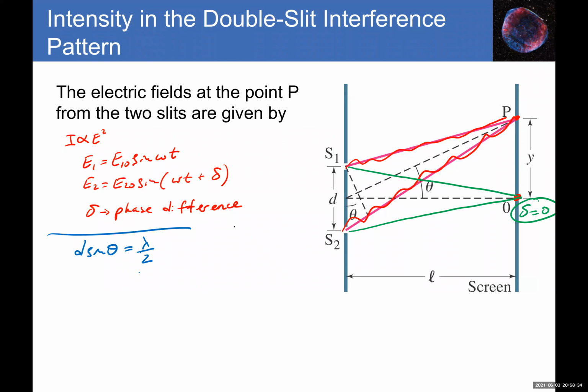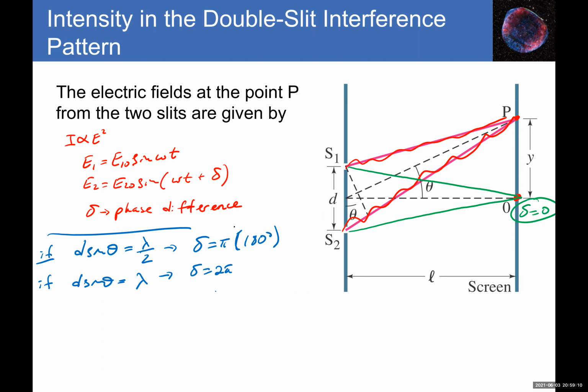That means this d sine theta equals lambda over 2, which means they're out of phase, so delta is equal to pi, or 180 degrees. Now, if d sine theta is equal to lambda, then the two waves differ by a phase of 2 pi.